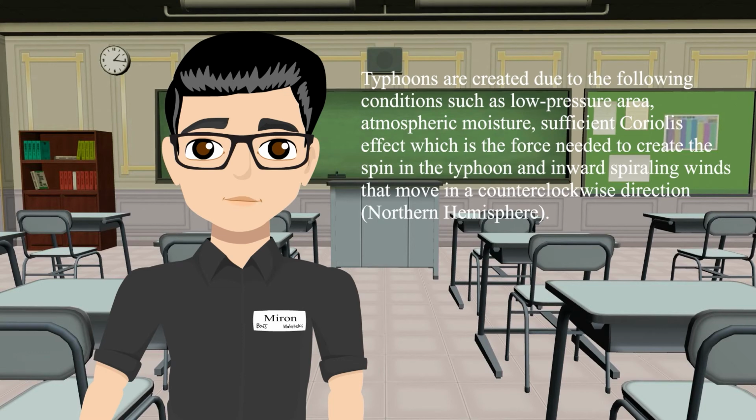Typhoons are created due to the following conditions: a low pressure area, atmospheric moisture, and sufficient Coriolis effect, which is the force needed to create the spin in a typhoon and the inward spiraling winds that move in a counterclockwise direction in the northern hemisphere.